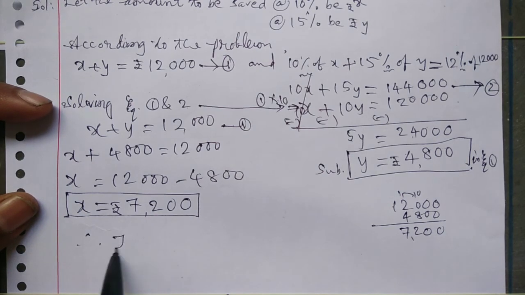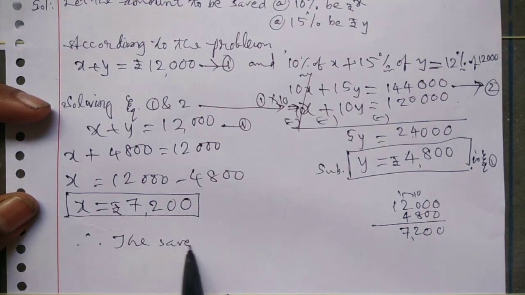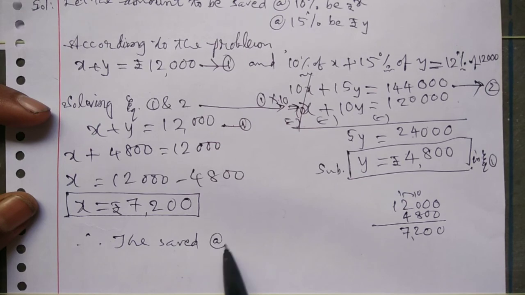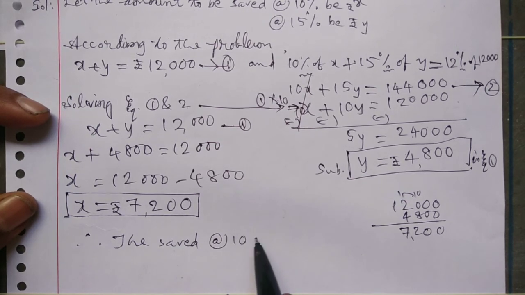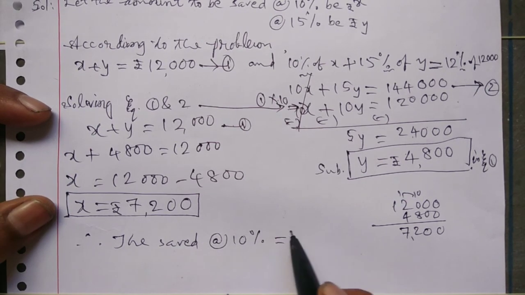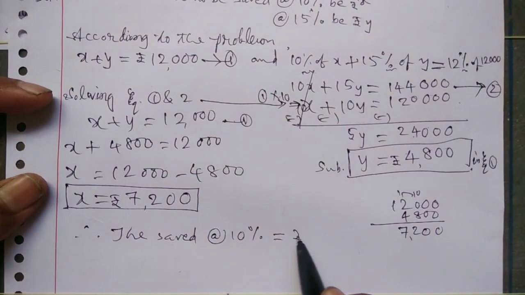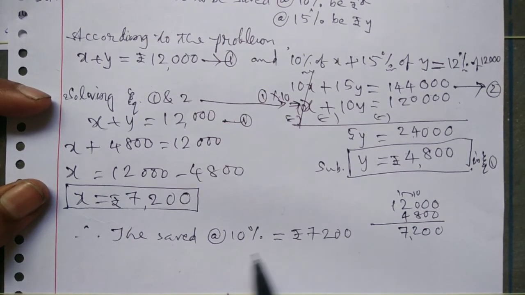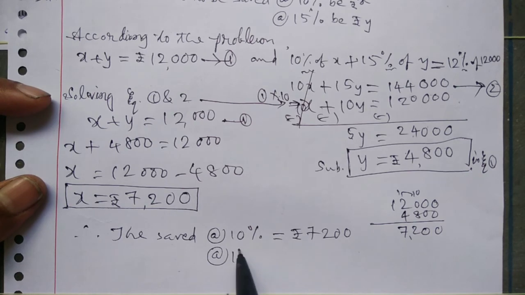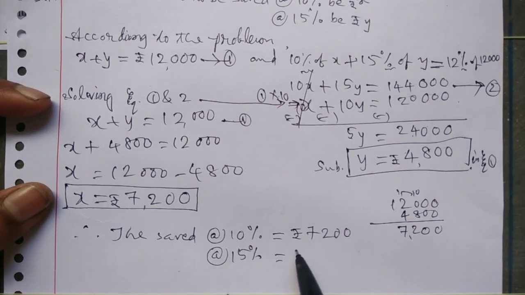Therefore, the amount saved at the rate of 10% is equal to 7,200 rupees. At the rate of 15% is equal to 4,800 rupees.